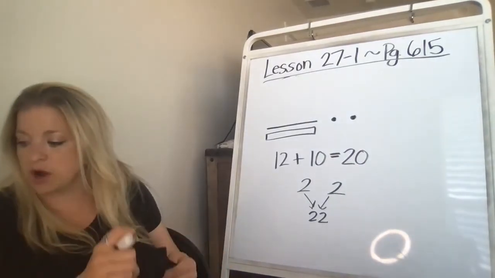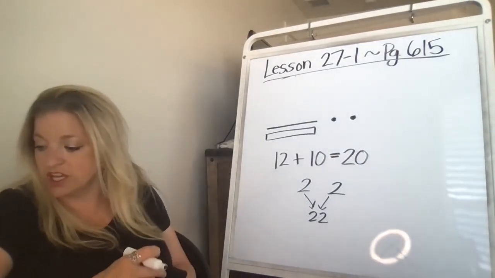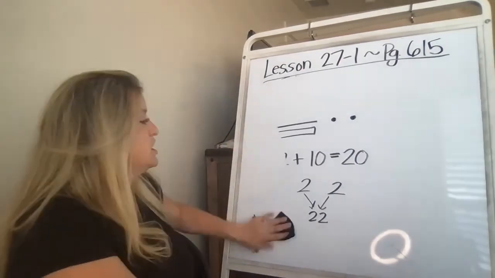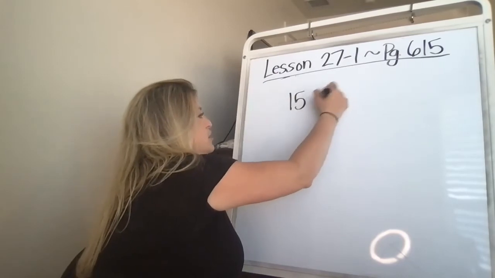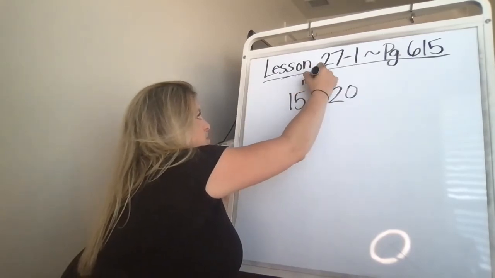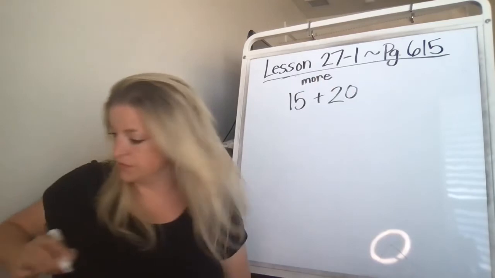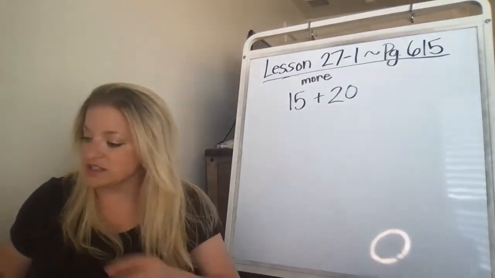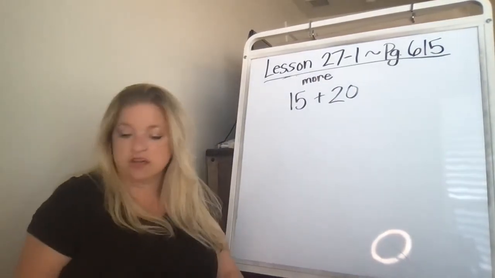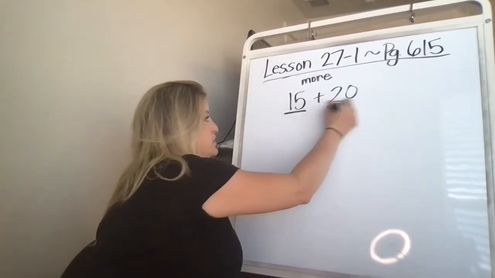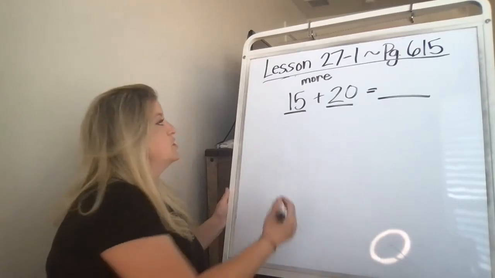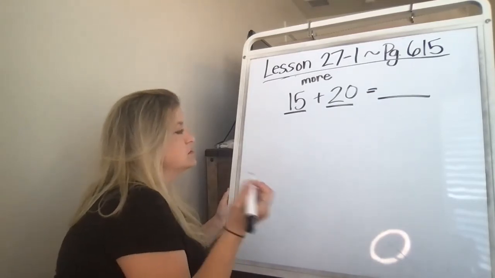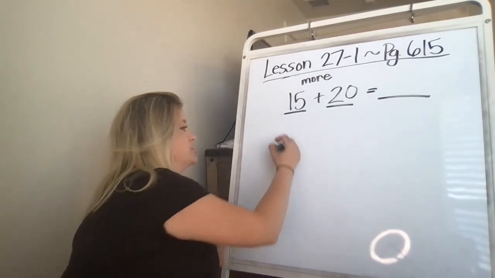Number 3, solve the problem, draw to show your work. Chase has 15 beads. He buys 20 more. So we're doing 15 plus 20 because our word clue was more. How many beads does Chase have now? 15 plus 20. So down below, you're going to write 15 plus 20 equals, and then you're going to fill in that blank once we know. So I'll solve it using a couple of different strategies.